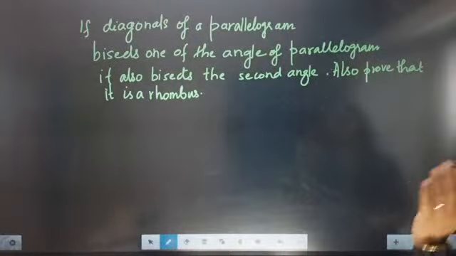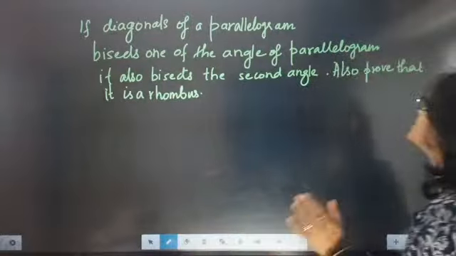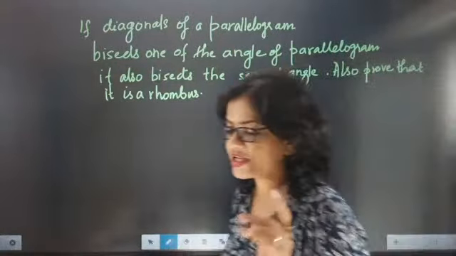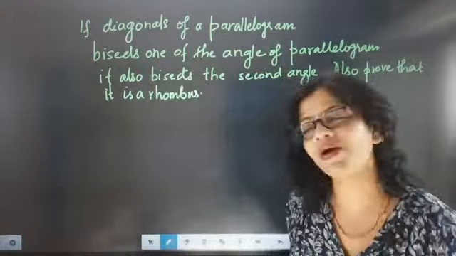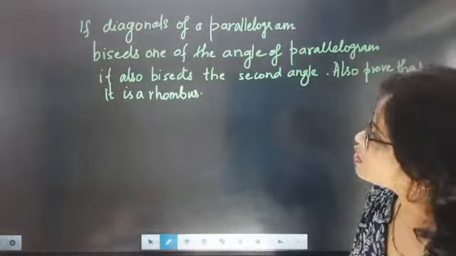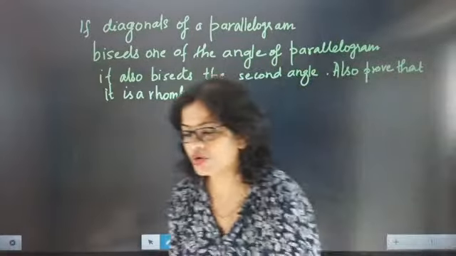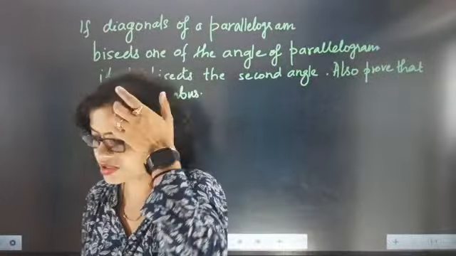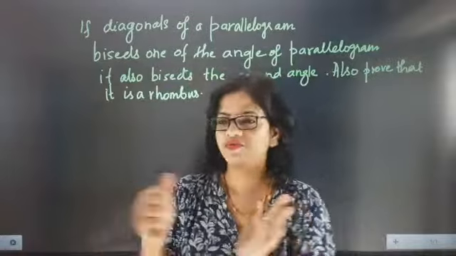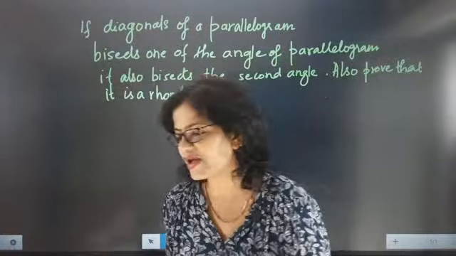Bisect one of the angles of the parallelogram. It also bisects the second angle. If it is bisecting one angle, then it is also going to bisect the second angle. Also prove that it is a rhombus. This is the most important thing you have to do here. First, you have to prove that the other angle is bisected.